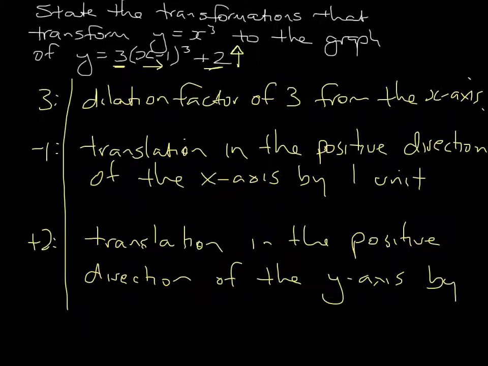By 2 units. And that's that question. So we've got 1 dilation and 2 translations, and they are the transformations that happen in this particular case. Let's move on to the next question.